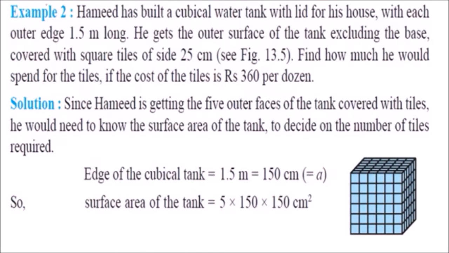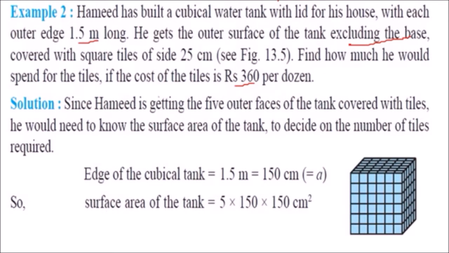Now we have another example. Hamid has built a cubical water tank with lid at his house, with each outer edge 1.5 meters long. He gets the outer surface of the tank excluding the base, so excluding the base, you have to be careful about this, covered with square tiles of size 25 centimeters. How much would he spend for the tiles if the cost of the tiles is 360 per dozen?